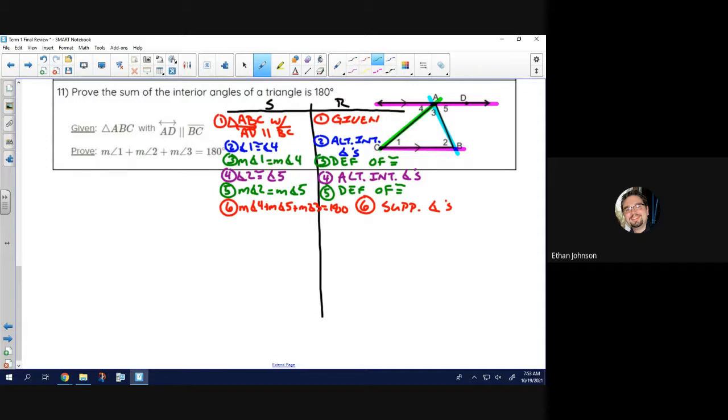Now there's a chunk to plug in. We have measure of angle 4, measure of angle 4. So we're going to replace that with measure of angle 1. And measure of angle 5, measure of angle 5. We can replace that with measure of angle 2 plus measure of angle 3 equals 180. When we plug things in, that is our substitution property of equality.